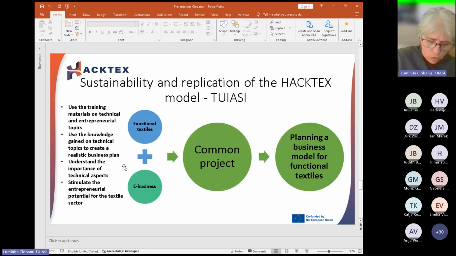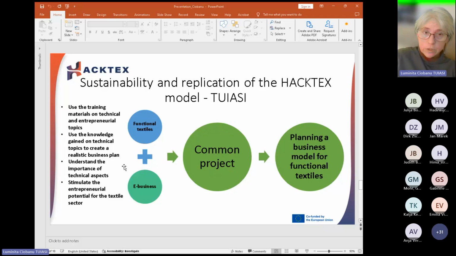So what we are trying to do in Iași is replicate and use the existing Hacktex model. We are taking advantage of the fact that we have a specialization that brings together management, entrepreneurship, and engineering. So our students that are going to these courses take 50% classes on engineering and 50% classes on management and entrepreneurship. So we are trying to use the existing training materials on technical and entrepreneurial topics, but we want to use it on a common ground.